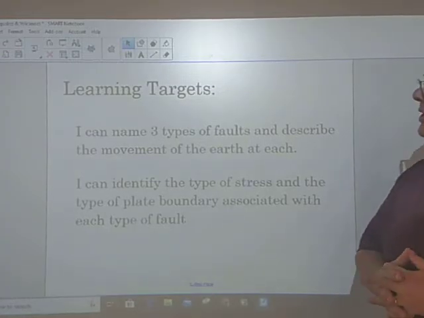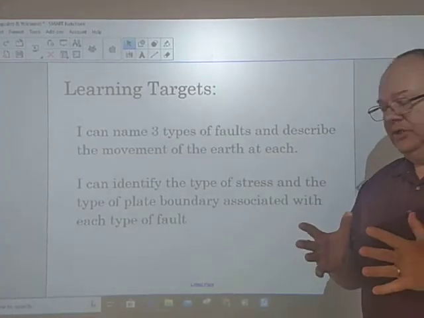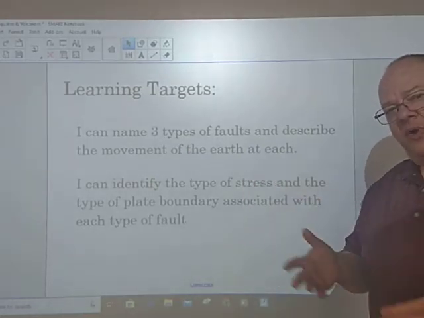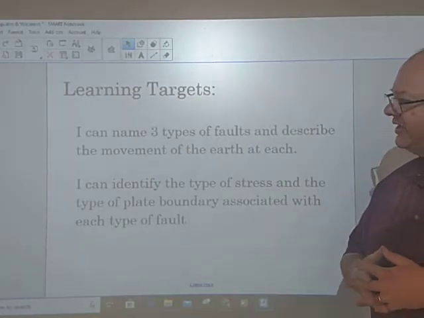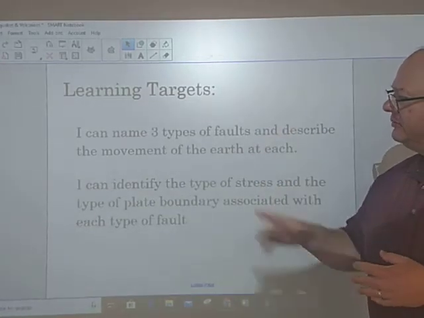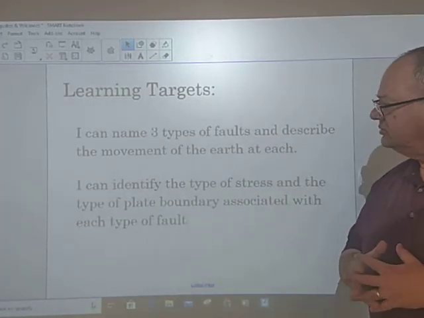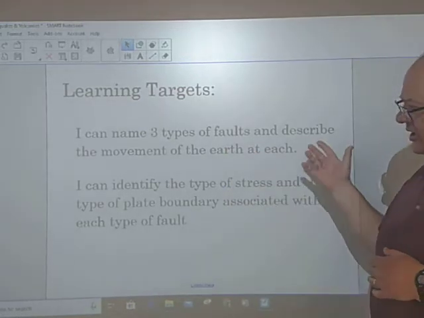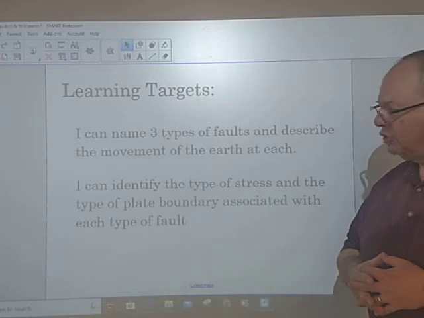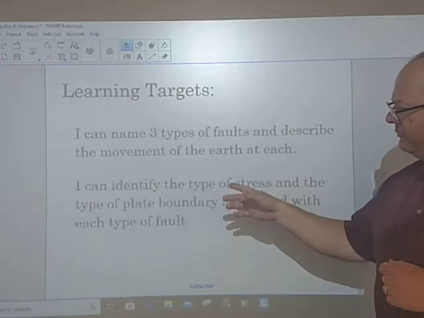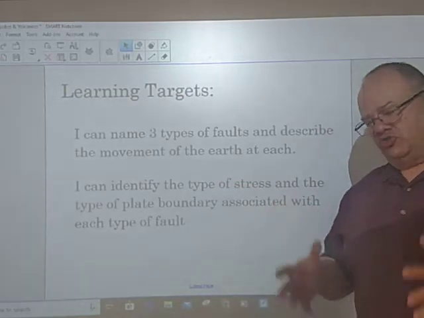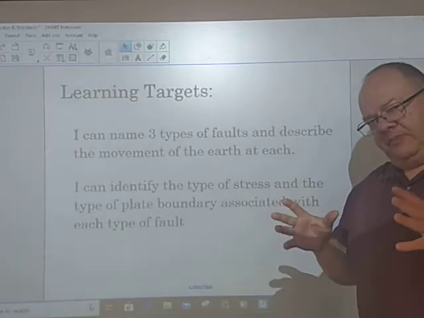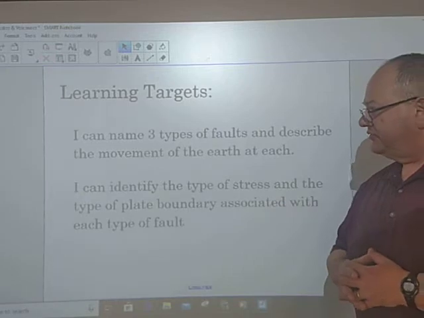So, today we're going to talk about faults. No, I don't mean things like procrastination and laziness and stuff like that. I'm talking about faults in the earth, those cracks. Okay? We're going to have three types of faults that I want you to know about. You should be able to name them and describe them, what's going on. And with them, you can identify what types of stress are involved and what type of plate boundary is associated with those faults.